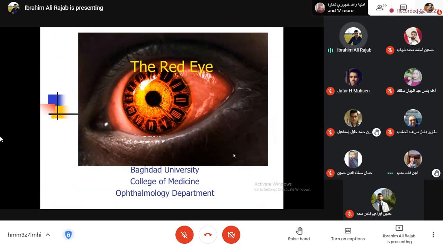So red eye is a common complaint in ophthalmology, and in your practice you will see red eye. You should take history from the patient, and you should keep in your mind the major red flag symptoms. You examine the patient: visual acuity, IOP, pupil light reflex exam, and slit lamp exam. And you examine the lid, the conjunctiva, the cornea, to reach the main signs. And you should keep in your mind the red flag signs.